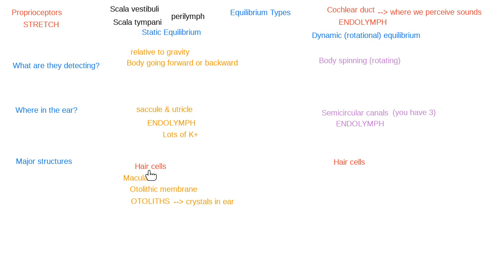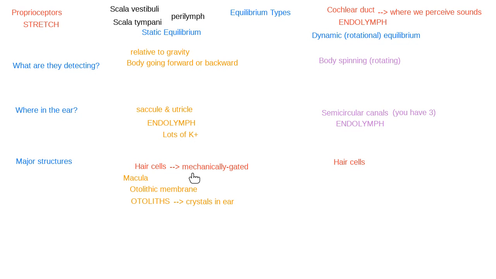Hey, we should remind ourselves, what kind of gated channel do I find on the hair cells that help me detect forward and backwards, that help me do static equilibrium? Which kind of gated channels are on these guys? Yeah, when we talk about static equilibrium, the kind of channels that we have on our hair cells are mechanically gated. Mechanically gated.